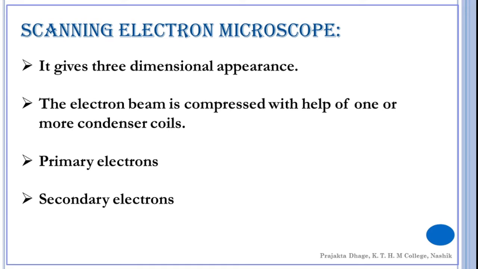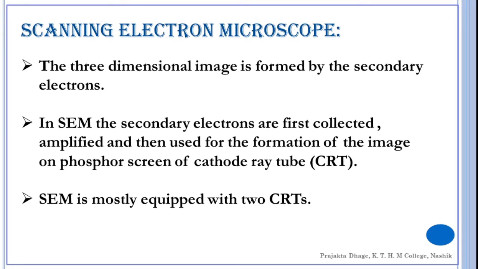The scanning electron microscope has no image formation system. The image is formed on the cathode ray tube of the reflected electrons by the television electronics. So the three-dimensional image of SEM, or the scanning electron microscope, is formed by the secondary electrons.